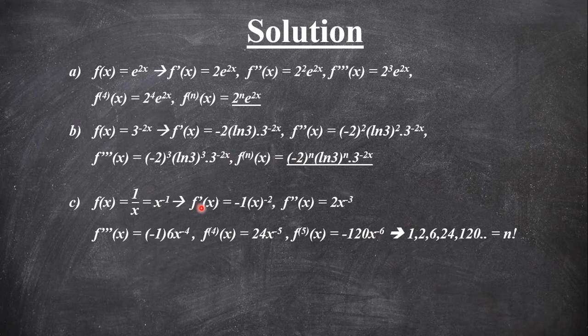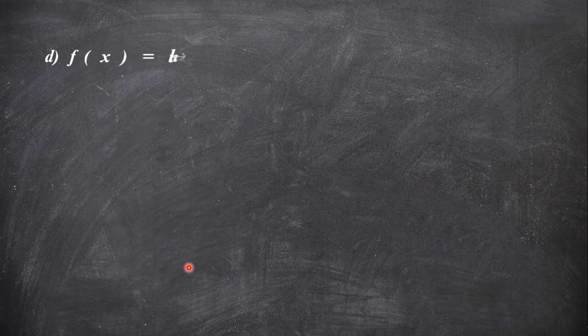So here look, negative 1, 2, 6, 24, 120, which is n factorial. If it is the n factorial formula, what will be the nth order derivative of this function? Negative 1 to the power of n. Here when n is odd it will be negative, when n is even it will be positive. So it is negative 1 to the power of n times n factorial times x to the power of negative (n plus 1), for all n which is an element of the natural numbers. n must belong to the set of natural numbers. Okay, what about d?